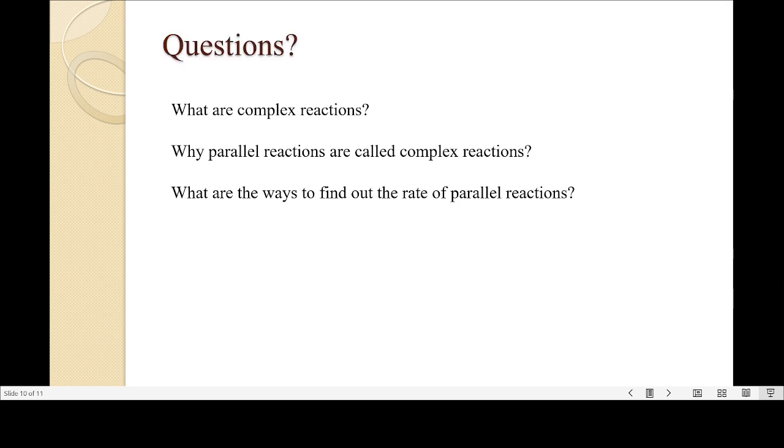So, questions can be asked: What are complex reactions? Why are parallel reactions also called complex reactions? What are the ways to find out the rate of a parallel reaction?